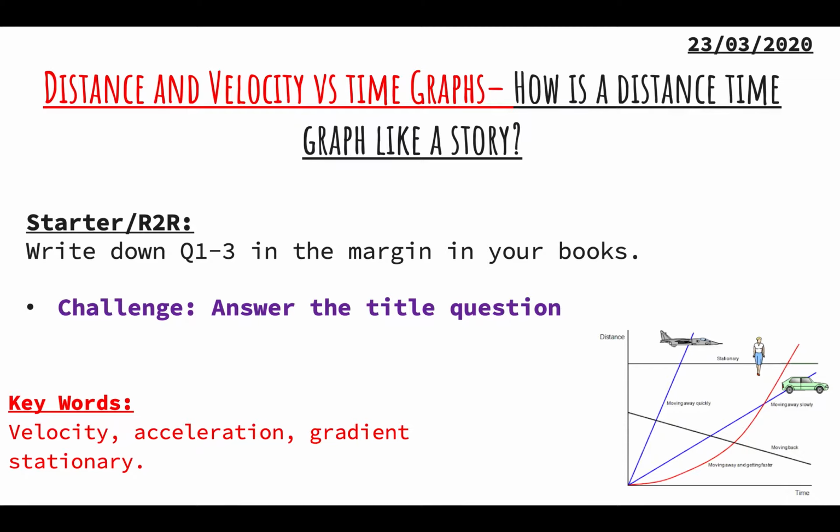This time we're going to be looking at distance and velocity versus time graphs. So hence we started off with the Proclaimers. I would walk 5,000 miles. That's a very big distance. And the question that I'd like you to think about is, how are these graphs a bit like a story? If we see here, there's an example of a distance time graph.